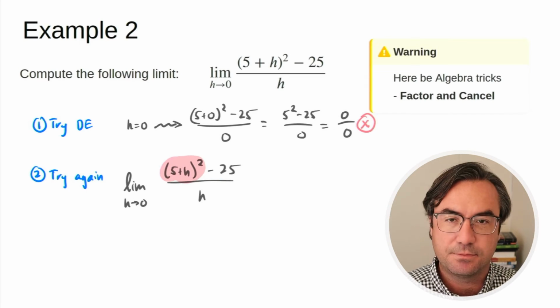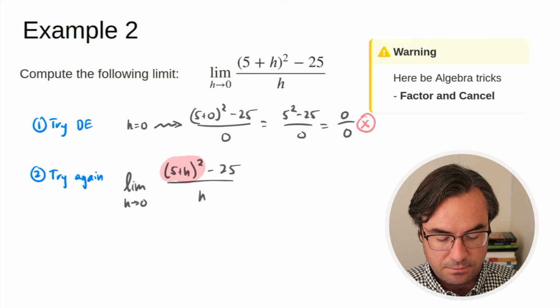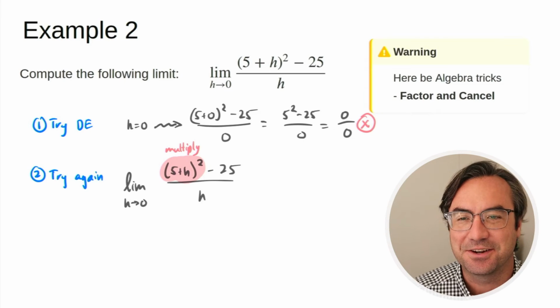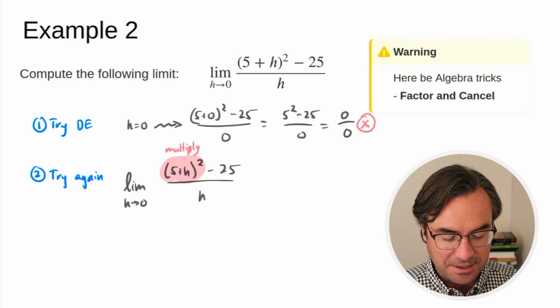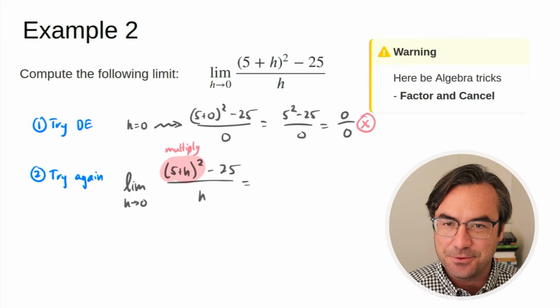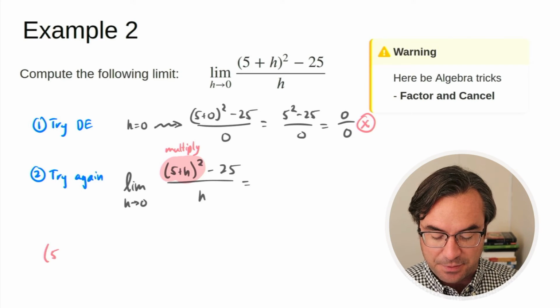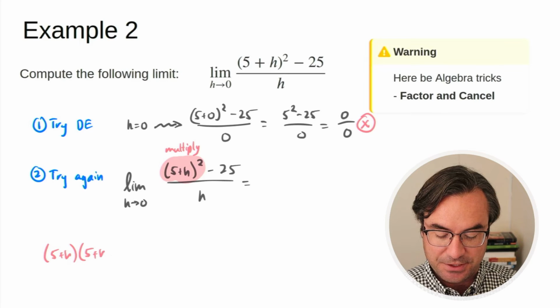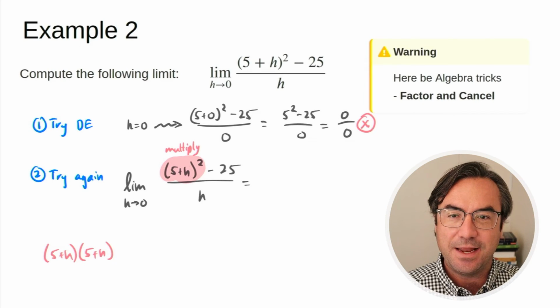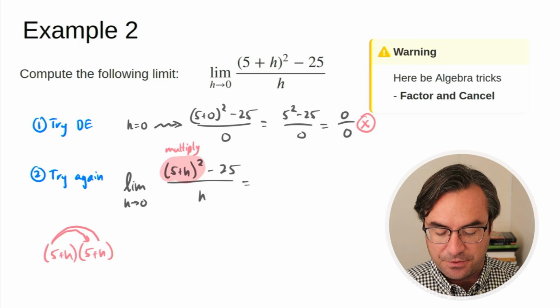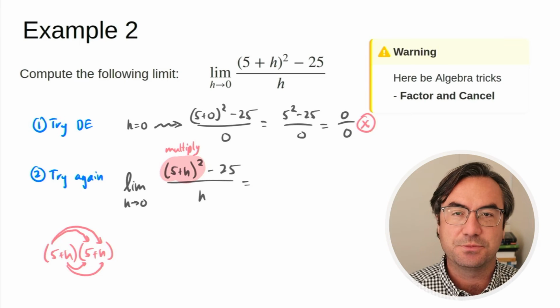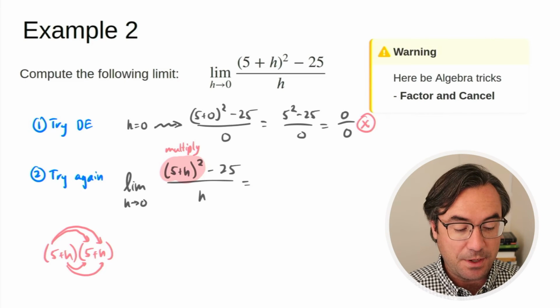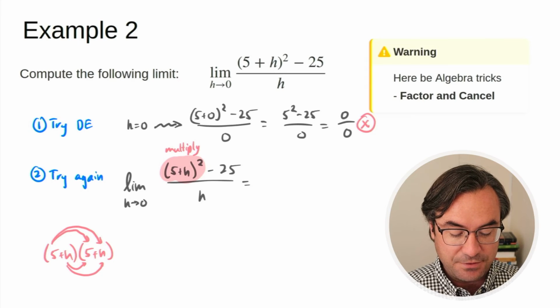So another way to do this is, let's try multiplying this out. This is more of a brute force attack here. We're just going to do what we can do. All right, so if we multiply that out, we got our (5 plus h) times (5 plus h). That's what we're doing there with the squared. And then we distribute the 5 to both terms in the second piece, and then we distribute the h to both terms in the second piece. So if we multiply that out, when we do the 5s, we get 25.